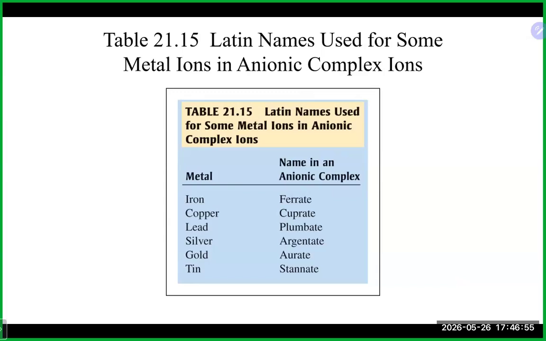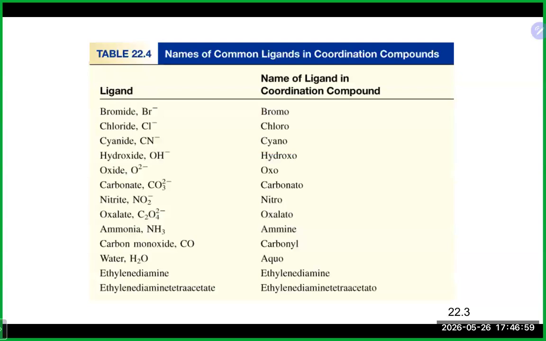So you can see ferrate, cuprate, plumbate, argentate, aurate, and stannate. And here's another list of some of those other ones: carbonato, oxalato for oxalate, and some other ones as well. All right, any questions on any of that stuff we talked about last time?